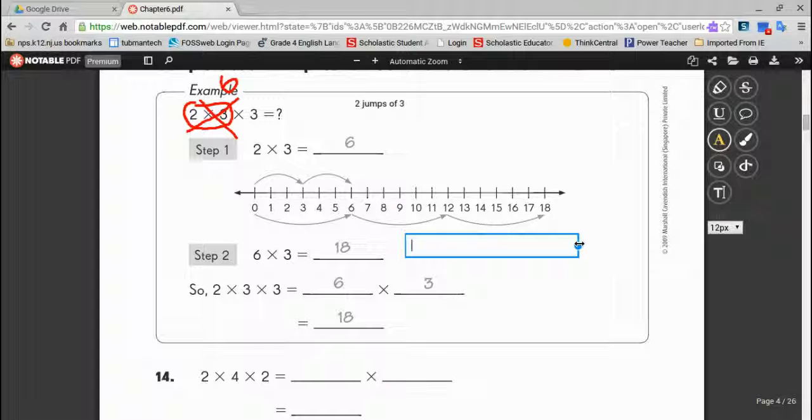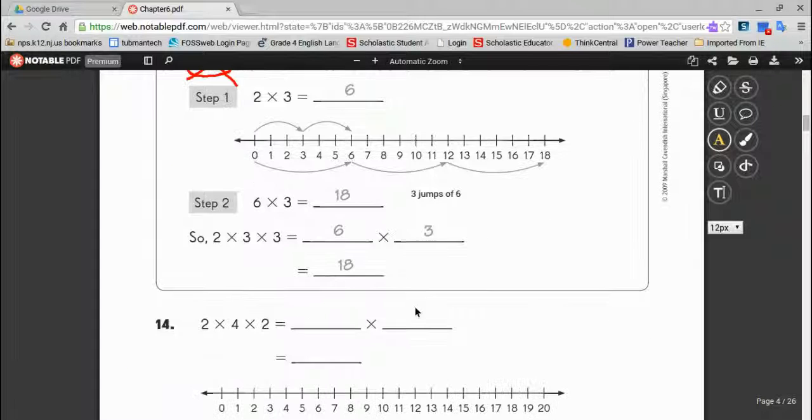In 6 times 3, it should stand for 6 jumps of 3, but they actually did 3 jumps of 6. So here they did 3 jumps of 6. 1 jump to 6, 2 jumps to 12, and 3 jumps to 18. So 6 times 3 equals 18. So that means the whole thing, 2 times 3 times 3 equals 6 times 3, which equals 18.